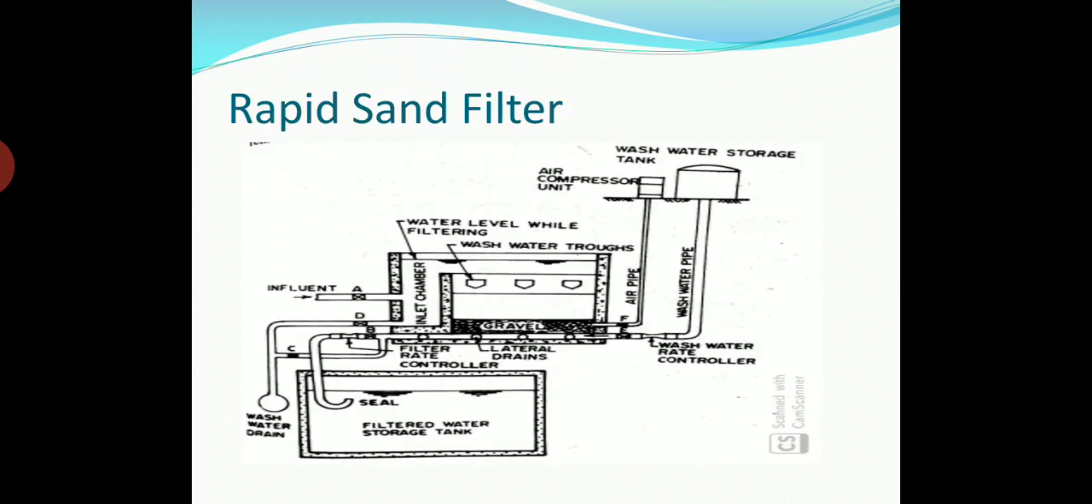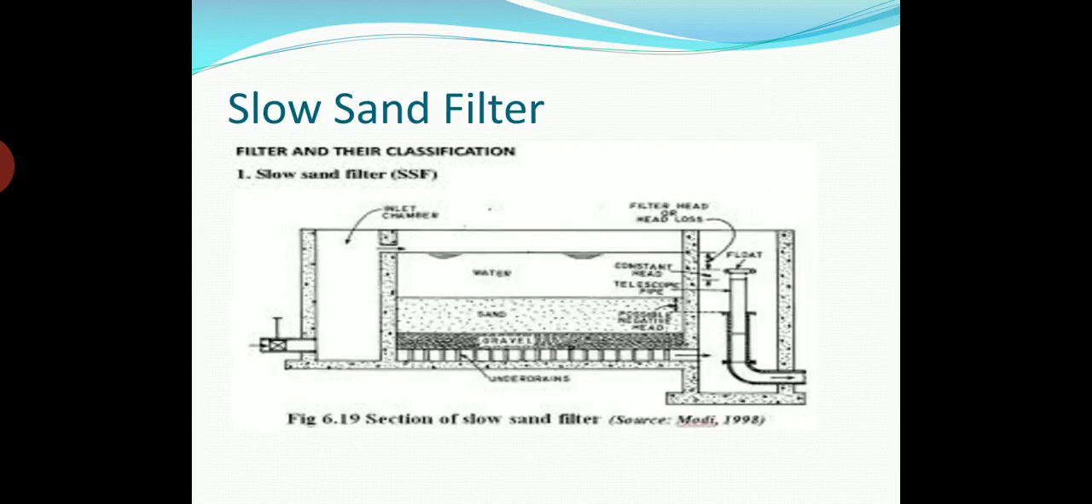The next we have is the rapid sand filter. The rapid sand filter working is also the same as that of the slow sand filter, but there is a difference in the cleaning process. I forgot to tell about the cleaning process in case of the slow sand filter. How does the cleaning process happen in slow sand filter? Cleaning is accomplished by scraping the top surface, that is, we have to completely empty the tank, not allowing any water to enter into the tank when we are cleaning it.